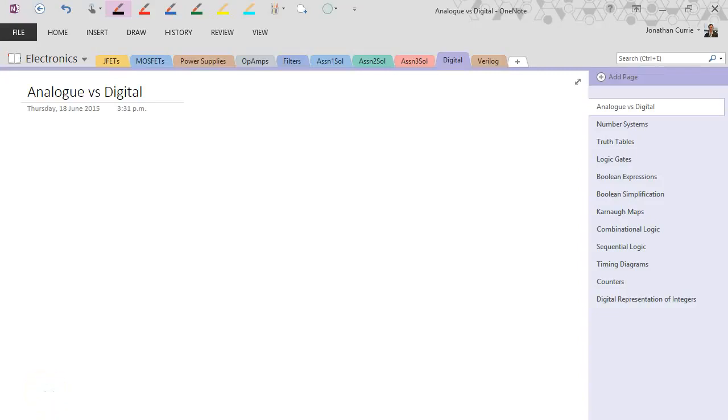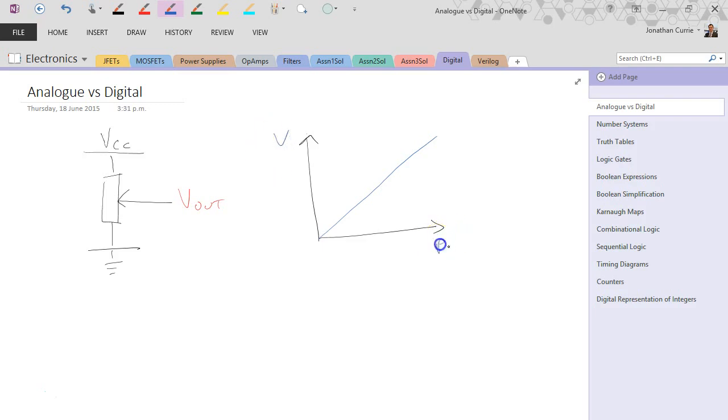In this video we're going to be looking at the difference between analog signals and digital signals. To highlight this, I'm going to show you an example of an analog one first. In this case I've got VCC and ground, and I've got a variable resistor. The output voltage is a function of the variable resistor position, and would do something approximately like this, where on this axis we have voltage and on this axis we have pot position.